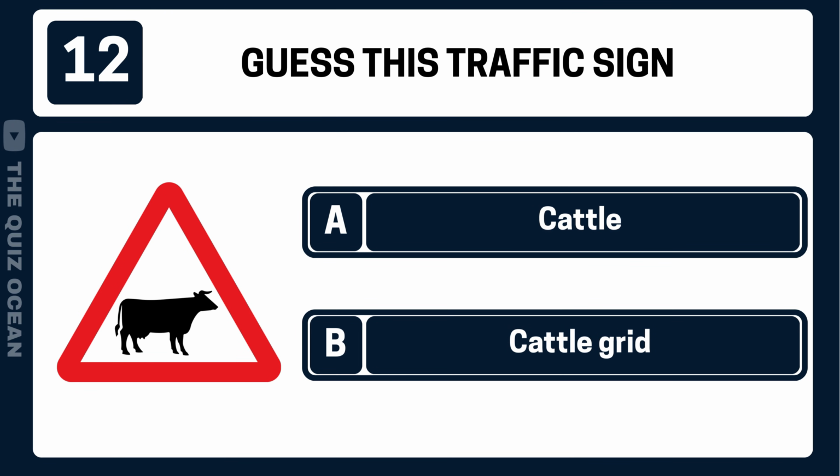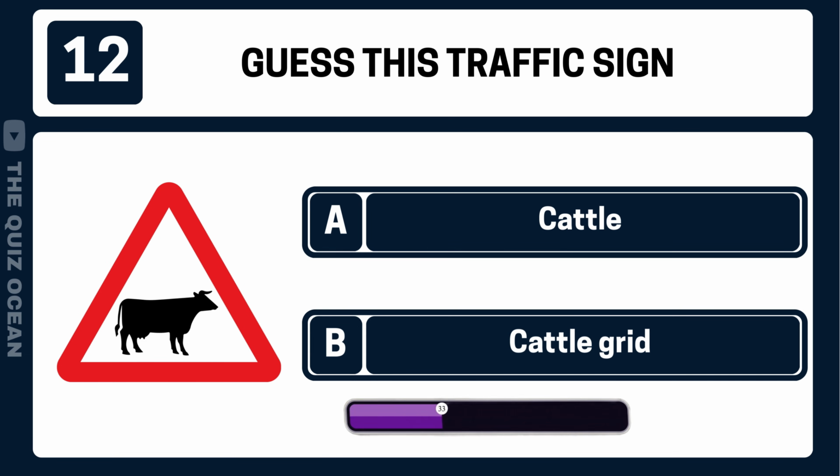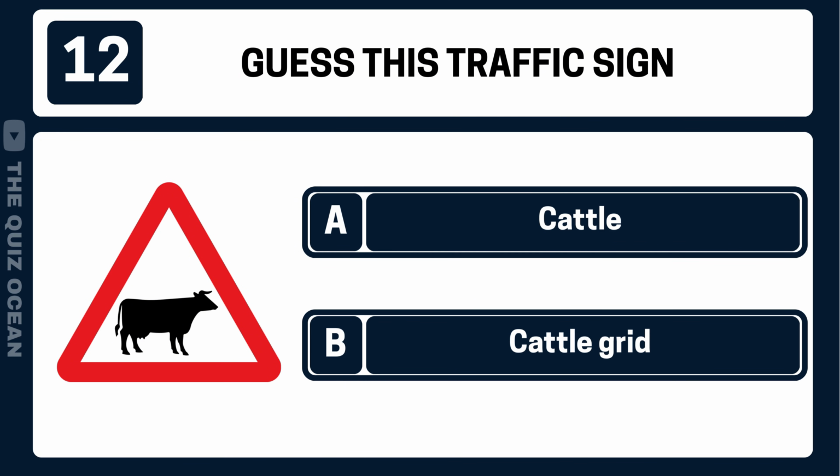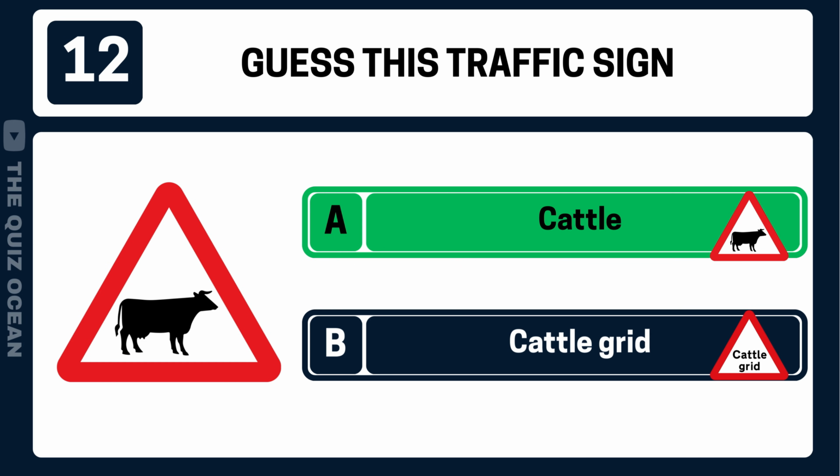Guess this traffic sign. A. Cattle. B. Cattle grid. That is right. This is the cattle warning sign.